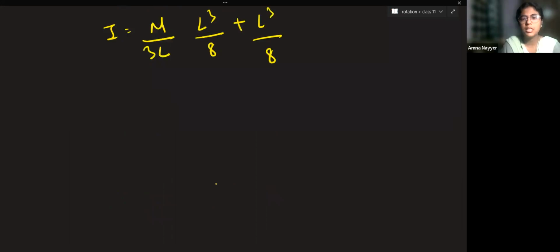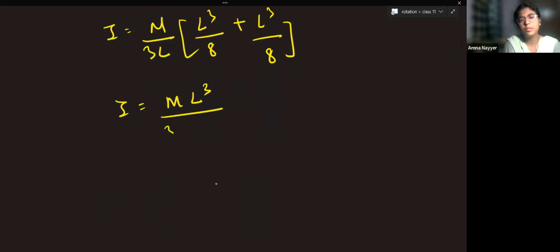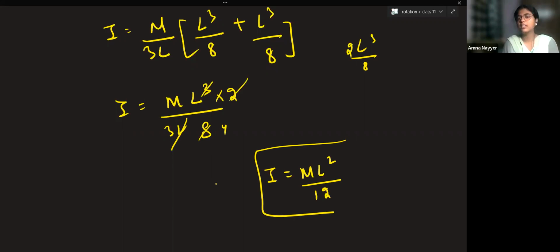So 2 times this will become M L cube by 3L, and this becomes 2 into L cube by 8, 2 times. So 2L cube by 8. One L cancels, and 2 into 4 here. I comes out to be what? M L square by 12. And class, don't take it just as a question, take it as a derivation.